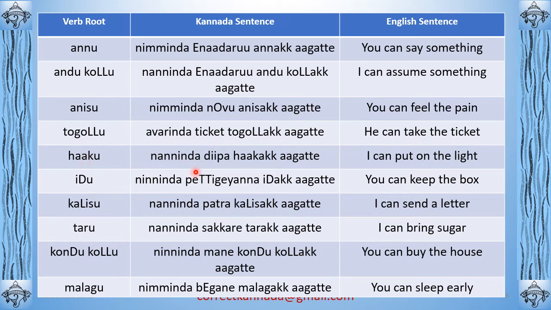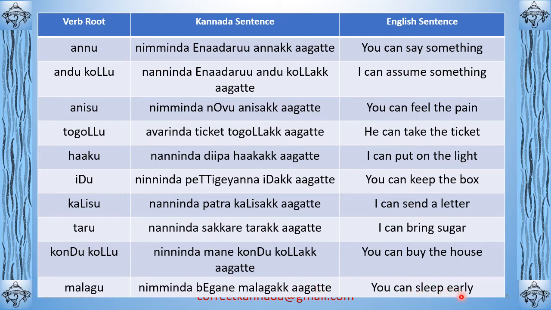ಓಕೆ. ಹಾಕು. ನನ್ನಿಂದ ದೀಪ ಹಾಕಕ್ಕಾಗತ್ತೆ. ಐ ಕ್ಯಾನ್ ಪುಟ್ ಆನ್ ದ ಲೈಟ್. ಇಡು. ನಿನ್ನಿಂದ ಪೆಟ್ಟಿಗೆಯನ್ನ ಇಡಕ್ಕಾಗತ್ತೆ. ಯು ಕ್ಯಾನ್ ಕೀಪ್ ದ ಬಾಕ್ಸ್. ರೈಟ್. ಕಳಿಸು. ನನ್ನಿಂದ ಪತ್ರ ಕಳಿಸಕ್ಕಾಗತ್ತೆ. ಐ ಕ್ಯಾನ್ ಸೆಂಡ್ ಅ ಲೆಟರ್. ತರು. ನನ್ನಿಂದ ಸಕ್ಕರೆ ತರಕ್ಕಾಗತ್ತೆ. ಐ ಕ್ಯಾನ್ ಬ್ರಿಂಗ್ ಶುಗರ್. ಕೊಂಡುಕೊಳ್ಳು. ನಿನ್ನಿಂದ ಮನೆ ಕೊಂಡುಕೊಳ್ಳಕ್ಕಾಗತ್ತೆ. ಯು ಕ್ಯಾನ್ ಬೈ ದ ಹೌಸ್. ಮಲಗು. ನಿಮ್ಮಿಂದ ಬೇಗನೆ ಮಲಗಕ್ಕಾಗತ್ತೆ. ಯು ಕ್ಯಾನ್ ಸ್ಲೀಪ್ ಅರ್ಲಿ.